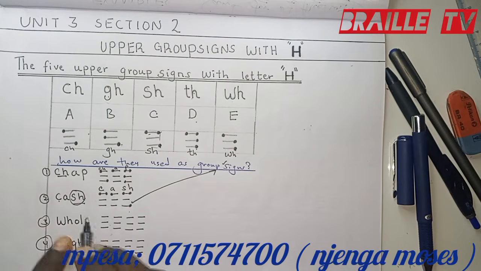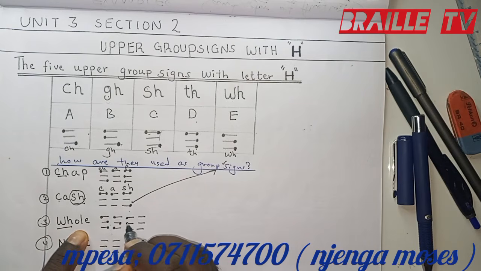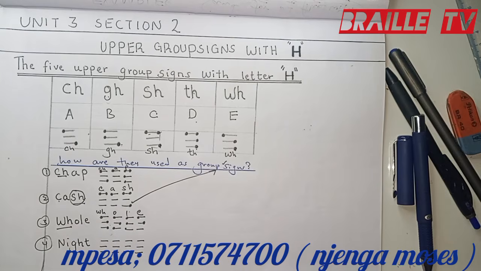The word whole: WH is there, and we say WH is E plus dot 6, and then you spell out O. Remember I said spell out is just writing the letters of the alphabet the way they are, W H O L E.